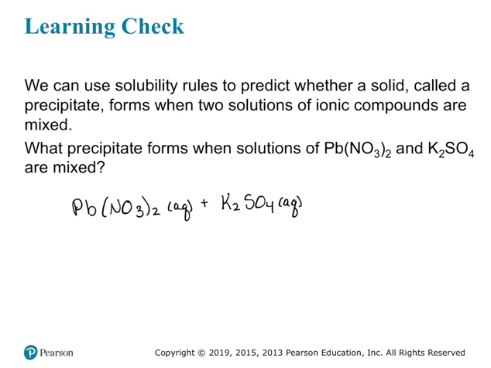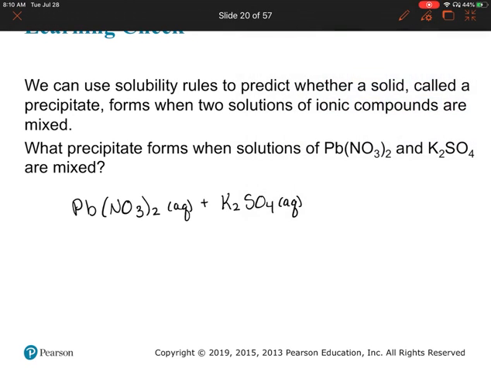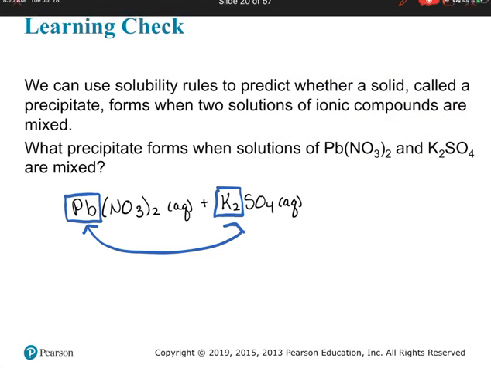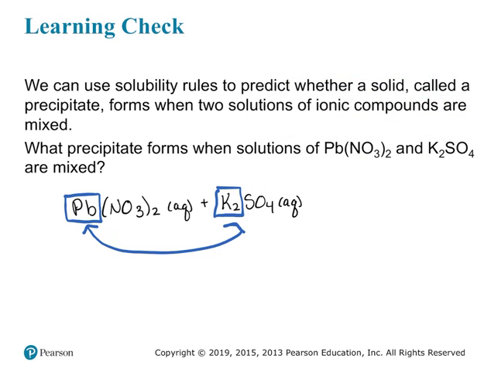Remember, in a double replacement reaction, the metal ions are going to switch places. So let's go through and figure out the charges on each of these ions so that when we make our products, we can balance those charges.